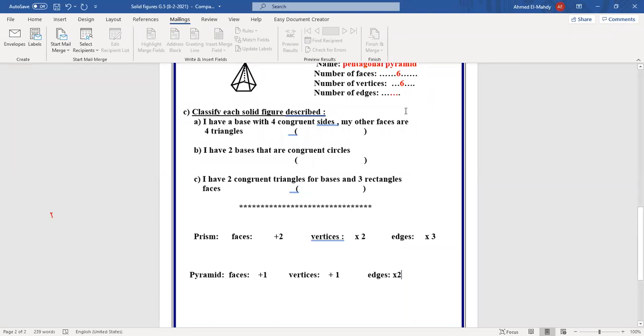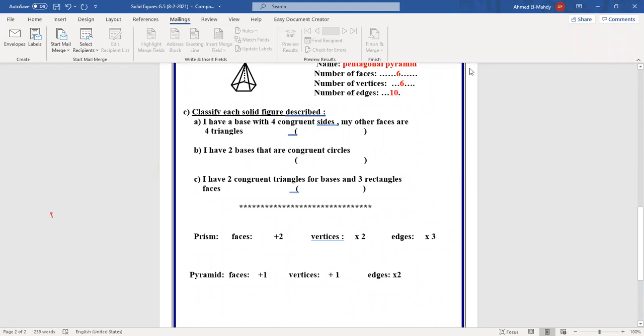Okay, this one, Mackenzie. The number of edges in the pyramid, what will you do? Multiply by 2. Of course, this pentagon has 5 sides. 5 multiplied by 2 equals 10. Okay, this exercise, everyone, we solved in the beginning of the session.